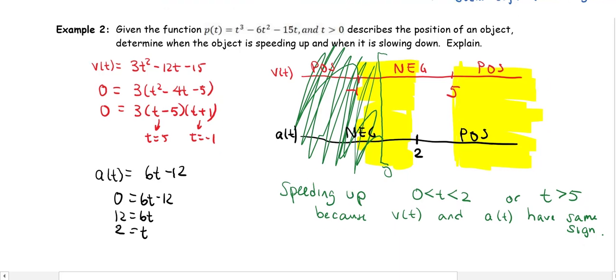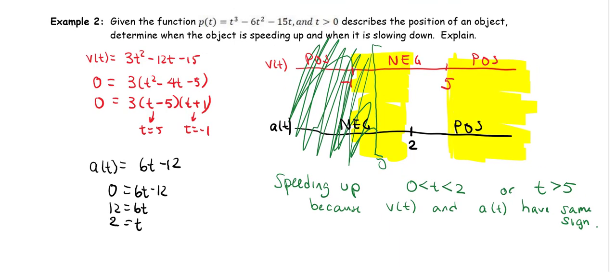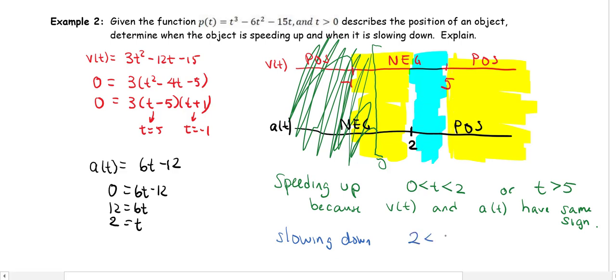And if you're curious about slowing down, well, of course, that's where they have different signs, and the only region that I see that happening is between 2 and 5. Is that what you got? Because if it is, you should give yourself a pat on the back and give yourself a great round of applause if you can also write down a proper reason to explain it. And I hope you wrote something like this, that velocity and acceleration have different signs.